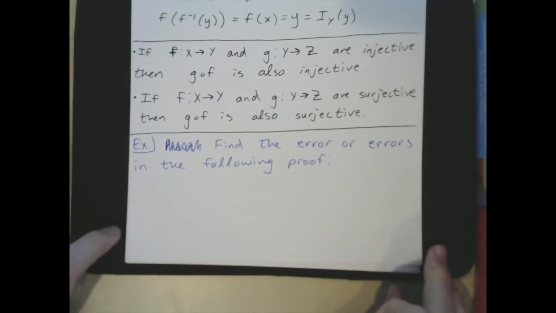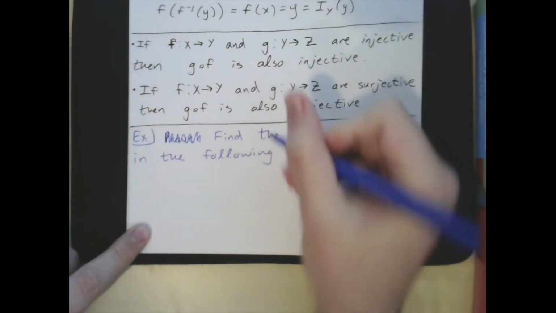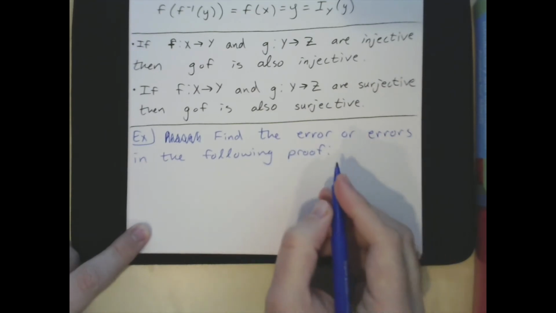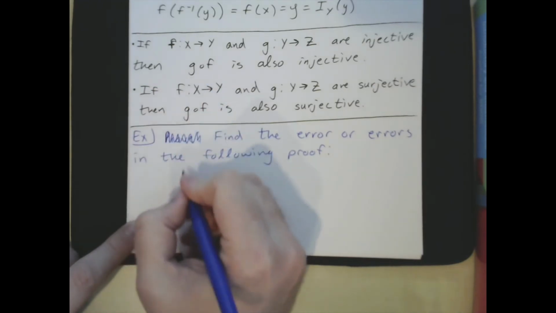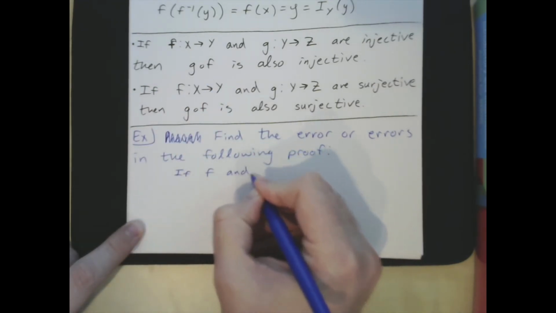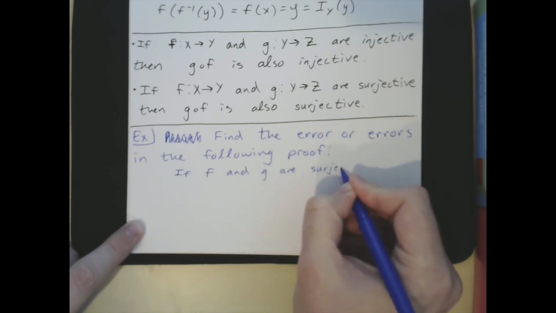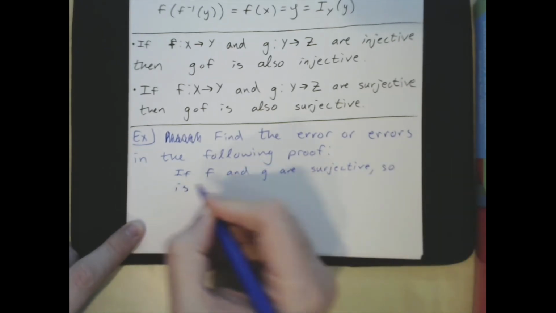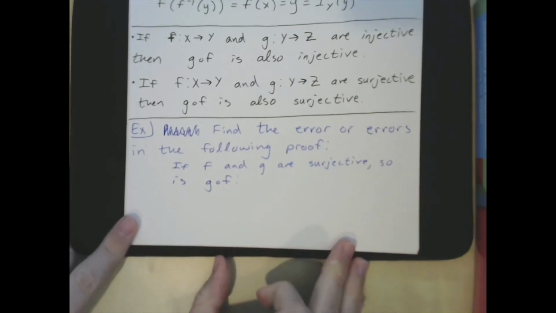Instead of having to write proofs, this is a way I can be interactive even though we're not physically interacting right now. So I'm going to write a little proof. This is going to be for this second property: if f and g are surjective, so is g circle f. So I'm going to write a proof.